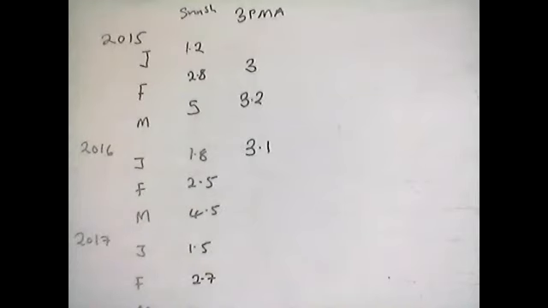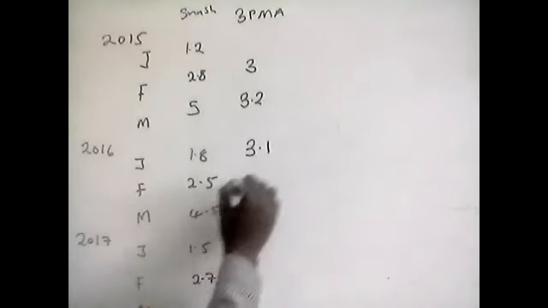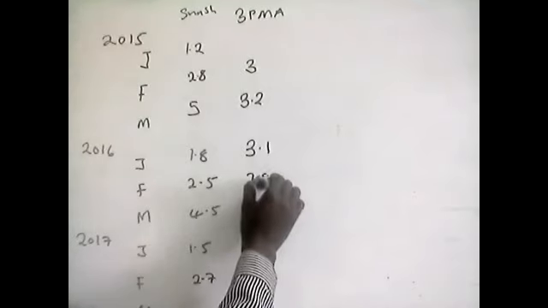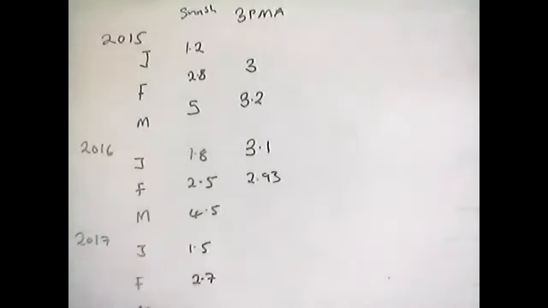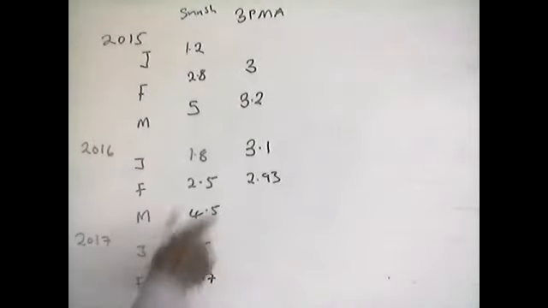So 1.8 plus 2.5 plus 4.5. Then you divide it by 3. So it is 2.93. So again, you remove.